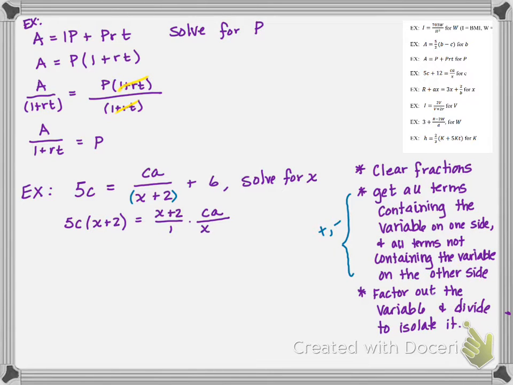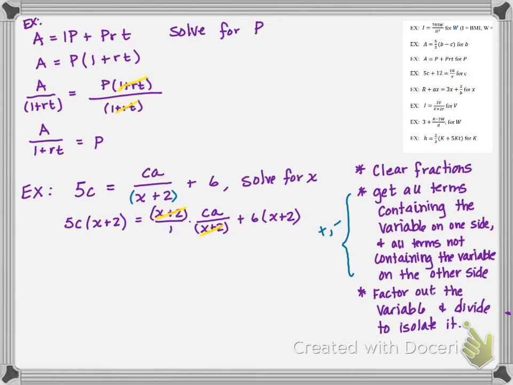Over x plus 2 plus 6 times x plus 2. So my x plus 2 cancels here. And then, one of the tricky things about these problems is that you both distribute and you factor. So at this point, we want to distribute.